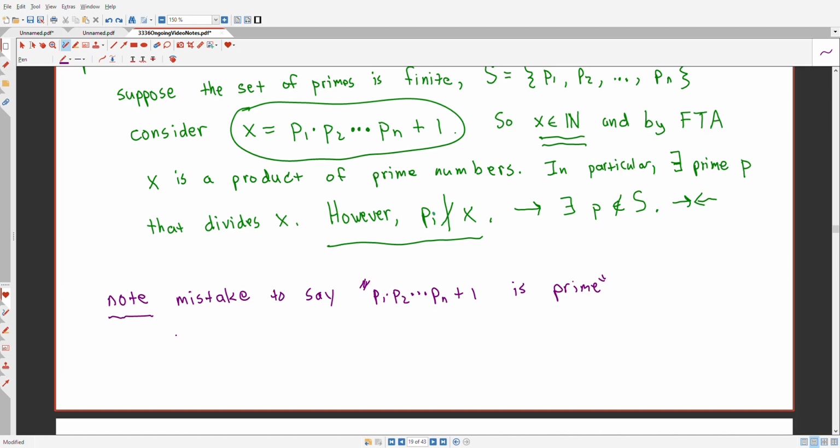So for example, you could start, okay, let's start with 2 and 3, and then I'm going to add 1. Well, that's 7. That is prime. And then you can say, okay, what about if I do 2 times 3 times 5 and I add 1? Let's see, 2 times 3 is 6, 6 times 5 is 30, 30 plus 1, that's 31. That's also prime. Right, well, it turns out if you do 2 times 3 times 5 times 7 times 11 times 13 plus 1, if you actually do this one, this is not prime.